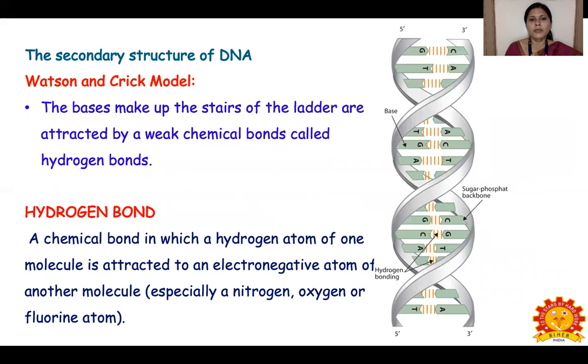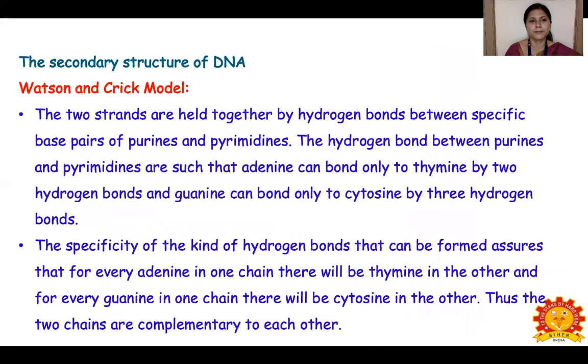The bases making up the stairs of the ladder are attracted by weak chemical bonds called hydrogen bonds. The two polynucleotide chains are twisted in a helix, and this helical position is made stable by the hydrogen bonds. We know that a hydrogen bond is a weak bond, but this is still a stable structure because the number of hydrogen bonds is large. A hydrogen bond is a chemical bond in which a hydrogen atom of one molecule is attracted to an electronegative atom of another molecule. It may be a nitrogen, an oxygen, or a fluorine atom.